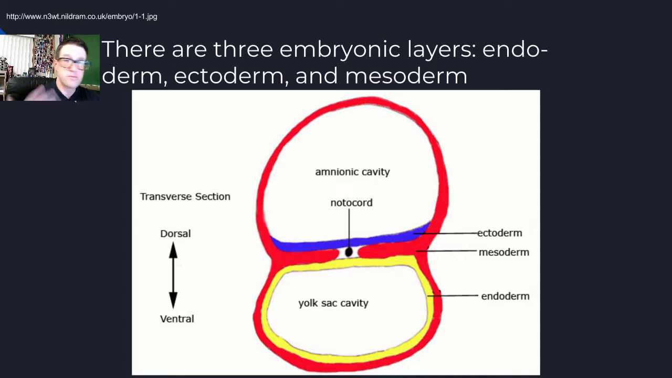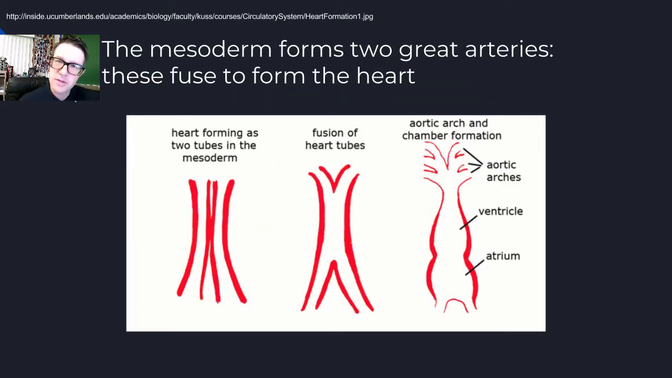The ectoderm forms anything that is in contact with the outside or could perceive the outside. The endoderm is anything that lines the inside of your body, meaning from mouth to anus, and then the mesoderm is everything in between. If I focus in on the mesoderm, what it will eventually make are 2 big blood vessels that run along the 2 sides of your body, 2 massive arteries.